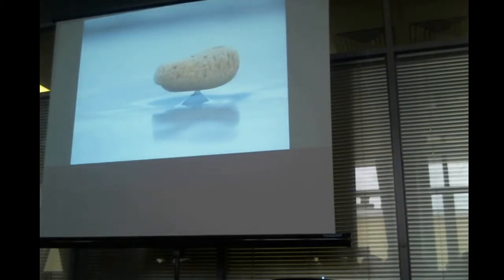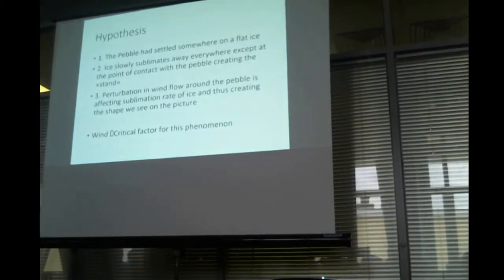Okay, so this is the picture with the problem, and this is ice, and it stands on this stand. So how did this happen? How did this come to this? So our hypothesis is in a few steps. First, the pebble had settled somewhere on flat ice. So the ice was completely flat and it stopped somewhere.